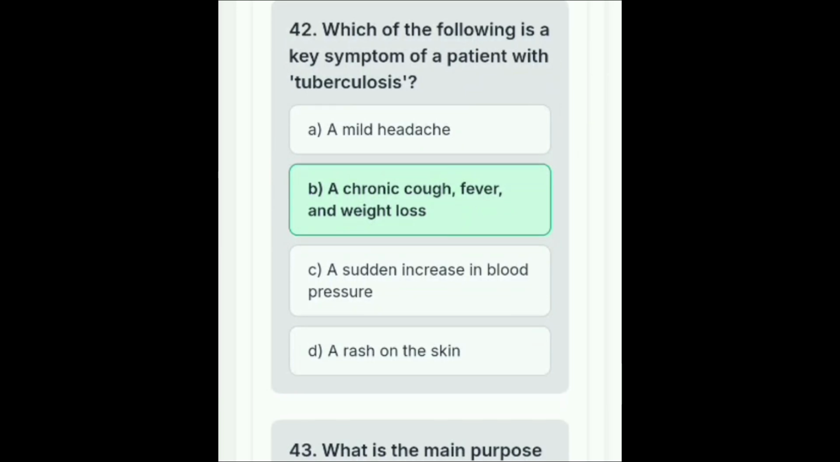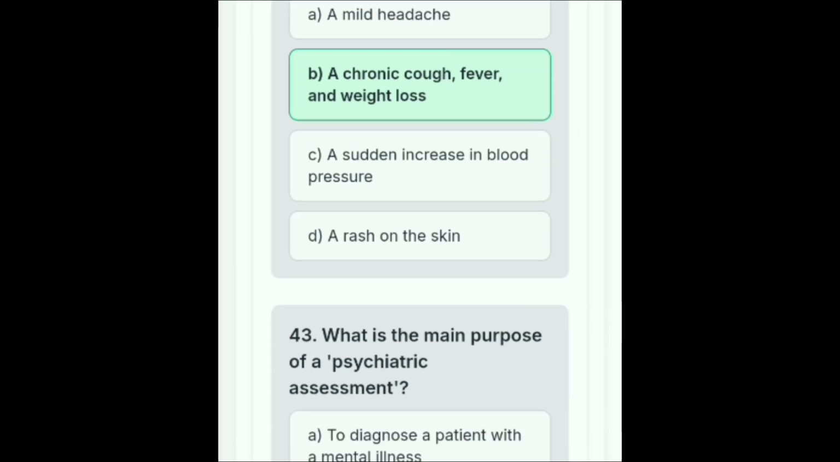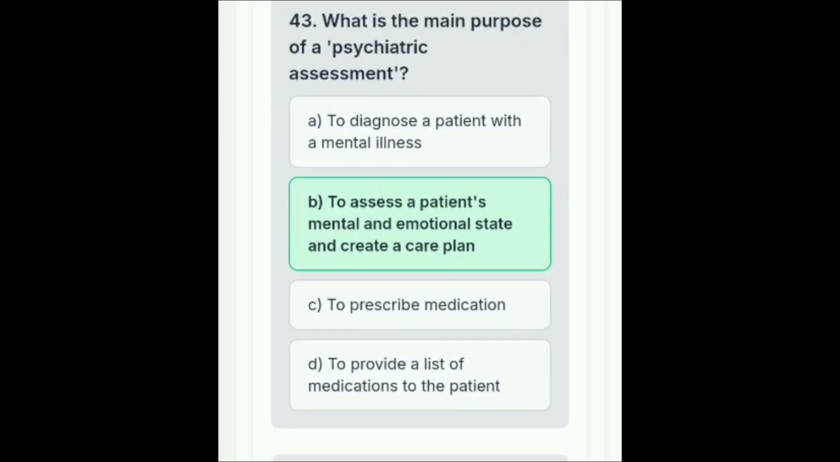Which of the following is a key symptom of a patient with tuberculosis? A, a mild headache; B, a chronic cough, fever and weight loss; C, a sudden increase in blood pressure; D, a rash on the skin. So the B is correct.